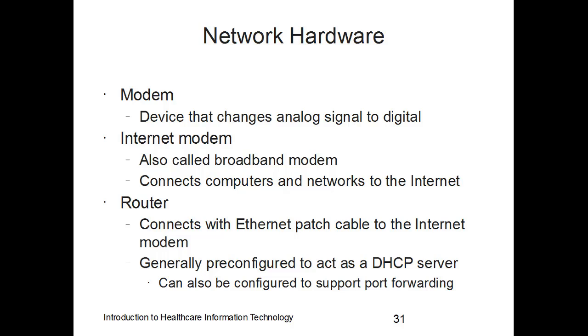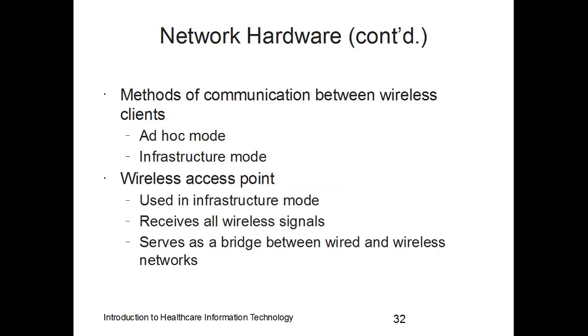Some other hardware that could be used: a modem. This is a device that changes an analog signal to a digital signal. An internet modem, also called a broadband modem. This will connect computers and networks to the internet. A router connects with an Ethernet patch cable to the internet modem. This is generally pre-configured to act as a DHCP server, and it can also be configured to support port forwarding. The methods of communication between wireless clients can either be ad hoc mode or infrastructure mode.